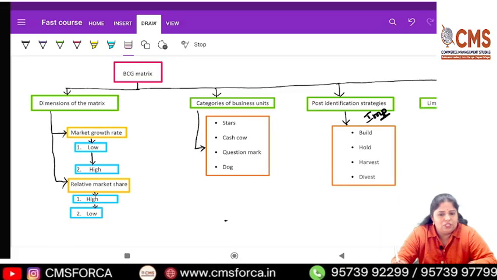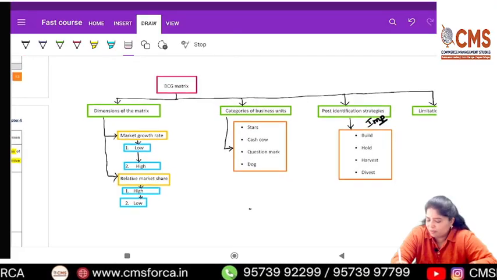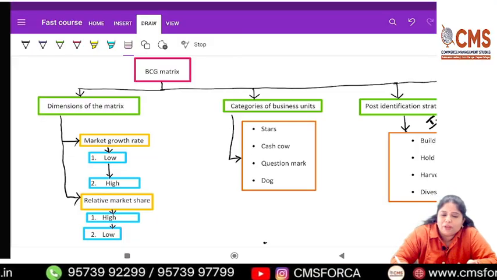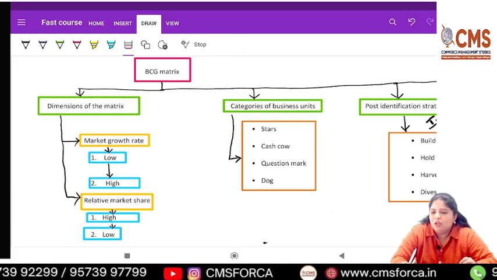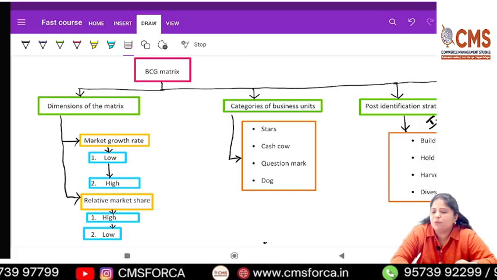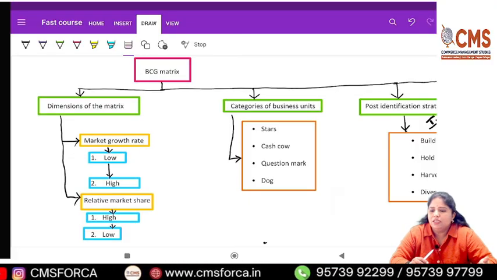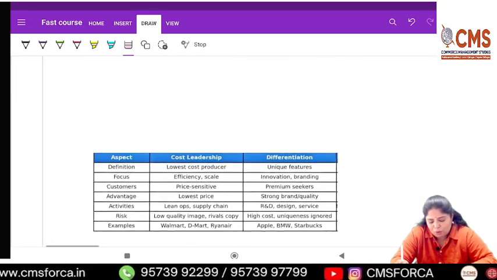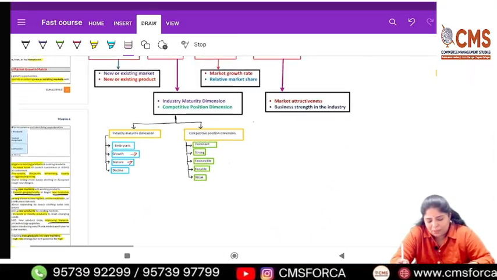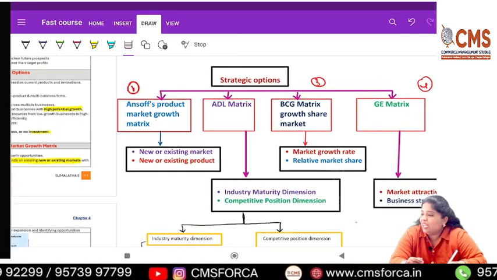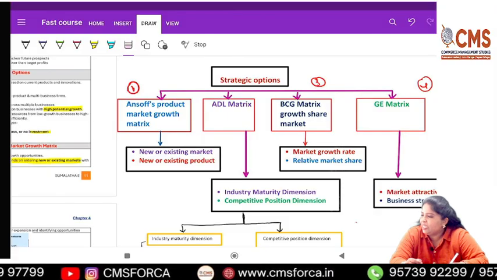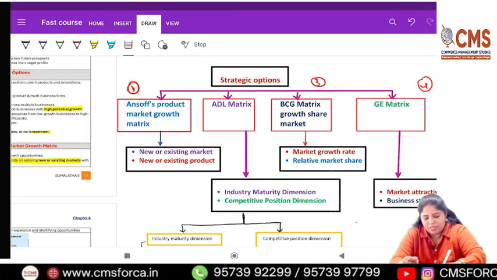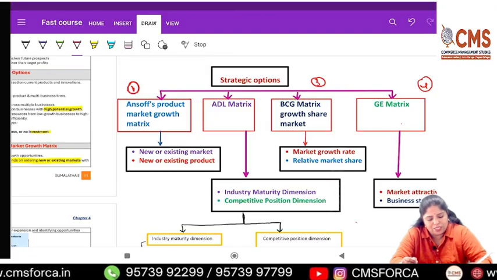So as we are done with all the corporate strategies, let's next go with portfolio analysis. What do you mean by a portfolio? Every business will have its own portfolio. In simple terms, a portfolio is nothing but a set of products and services. For portfolio analysis, we have multiple tools. One is Ansoff's product market growth matrix. The other is the ADL matrix, the BCG growth share matrix, and the next one is the GE matrix.